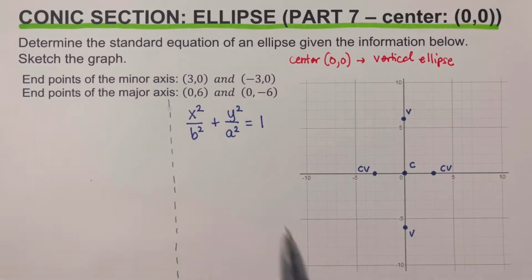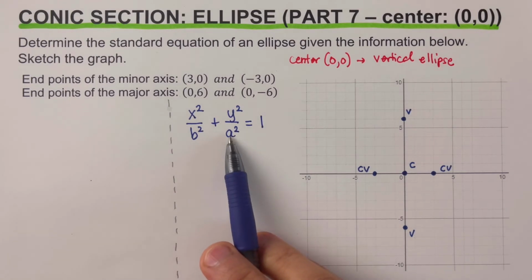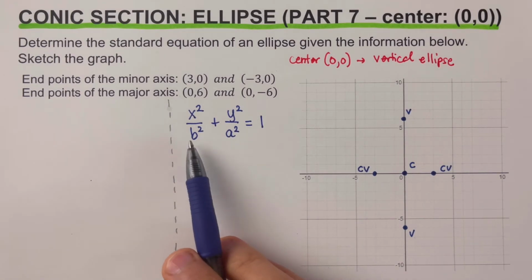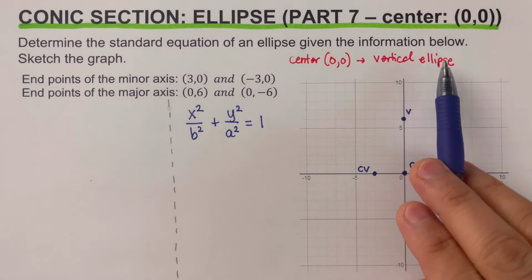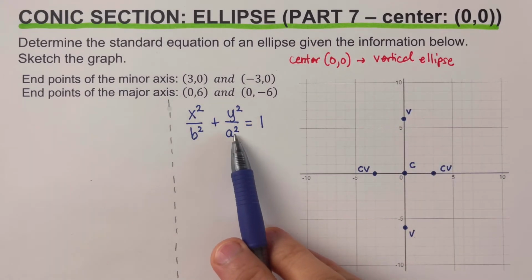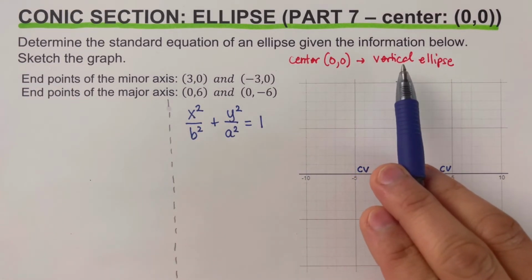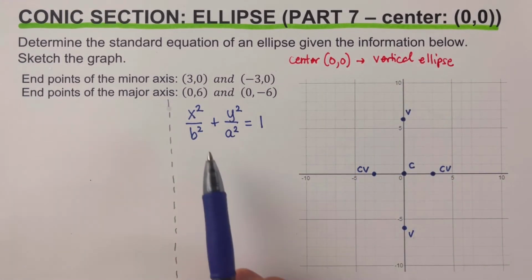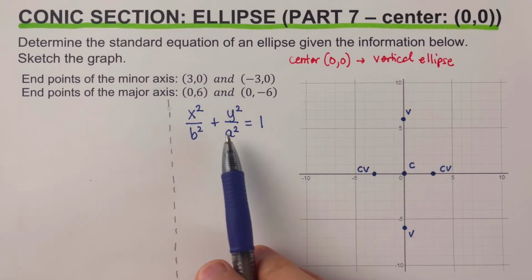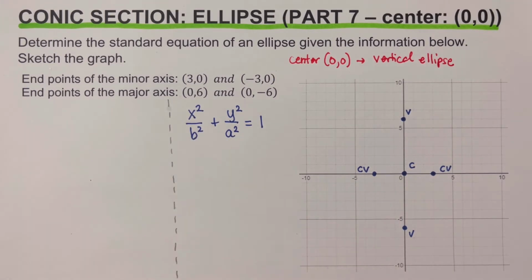Now, please notice that our value of A is again always bigger than the value of B. And since this is a vertical ellipse, I am putting the A squared at the bottom of the Y squared because again, this is a vertical ellipse. So we need to determine what is the value for B and what is the value for A. Now, looking at the figure that we have right here, we can say that our A value, remember, the A is the distance from the center to one of the two vertices.